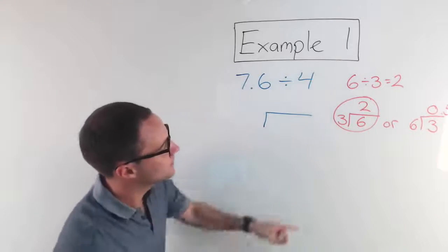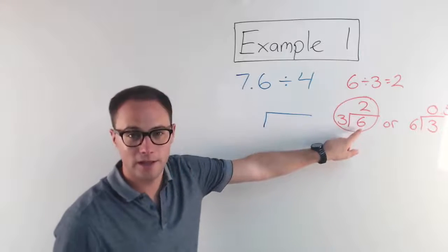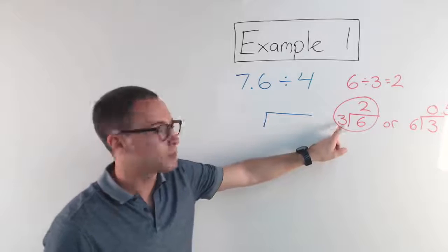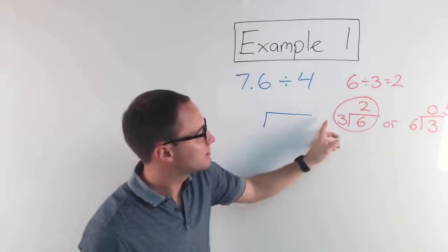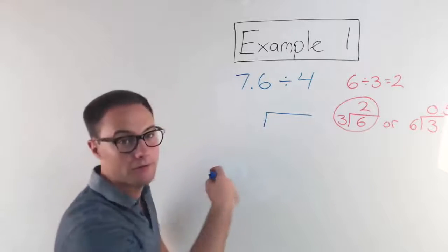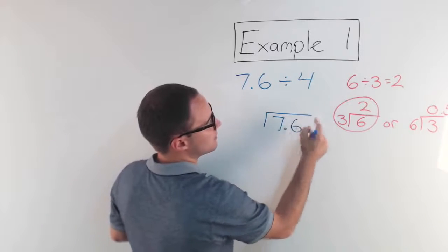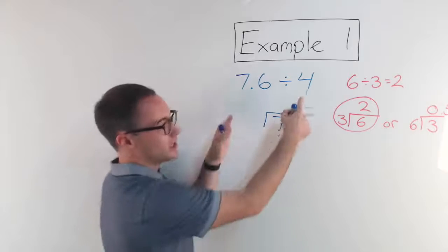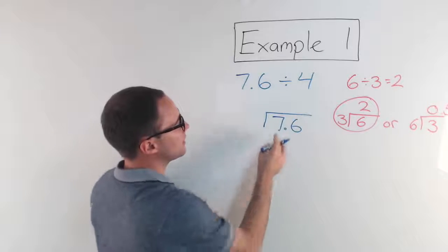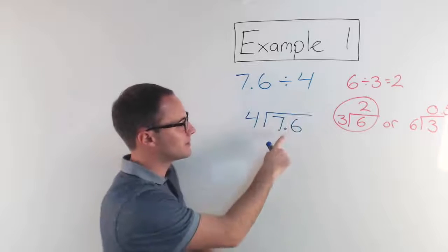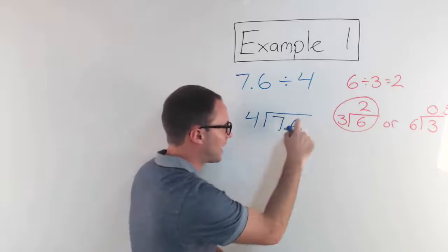Which means the first number has to go on the inside. The next number has to go on the outside. That's what you're dividing by. So that can help you remember if you ever forget. So here, 7.6 is going here, just like the 6 went there. So you're basically crisscrossing, right? 4 is what you're dividing it by. 7.6 divided by 4.